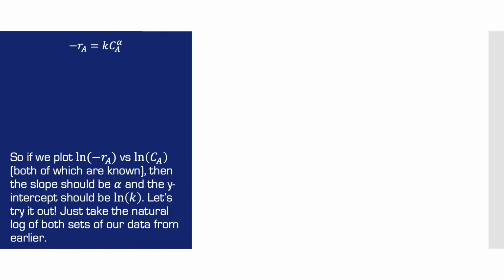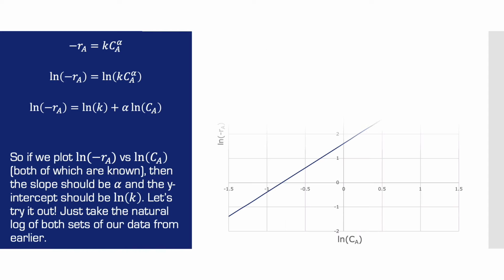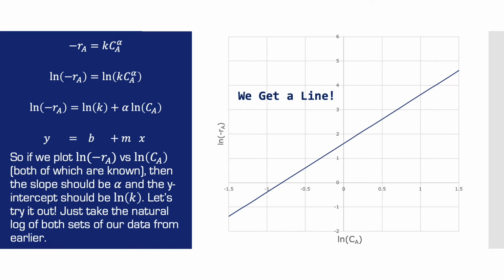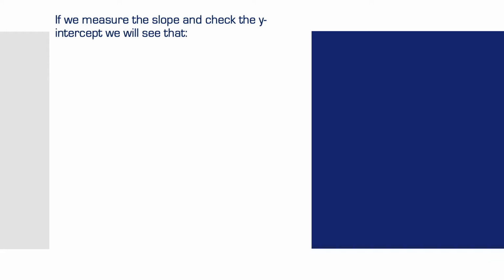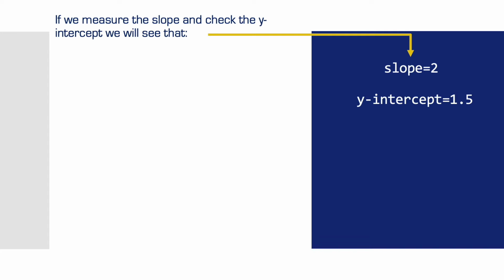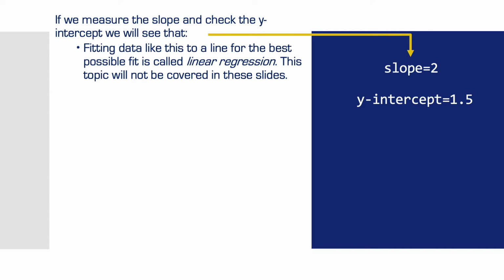So if we plot the natural log of negative RA versus the natural log of CA, both of which are known, then the slope should be alpha, and the y-intercept should be the natural log of k. Let's try it out. Just take the natural log of both sets of our data from earlier. We get a line. If we measure the slope and check the y-intercept, we will see the slope equals 2 and the y-intercept equals 1.5. Fitting data like this to a line for the best possible fit is called linear regression.